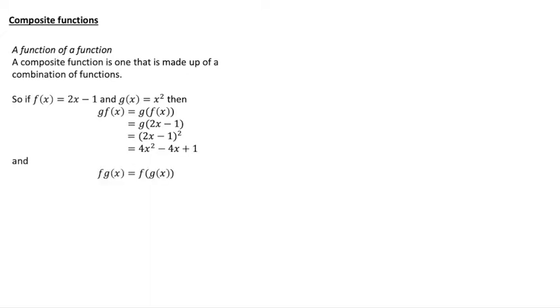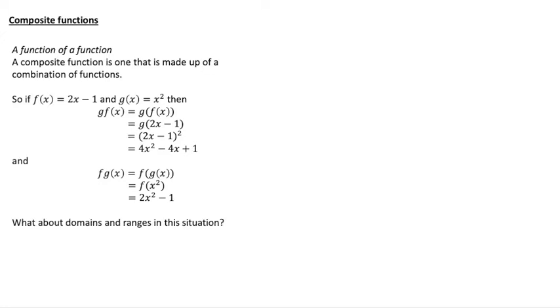On the other hand, if we go the other way round, fg of x means f applied to g of x. So that means f applied to x squared. And that means we're going to take 2 of whatever's in there and take 1 away, which means we have 2x squared minus 1. So we can see that two functions put together as composite functions the opposite ways round are very definitely not always the same. Sometimes they are, but generally not.